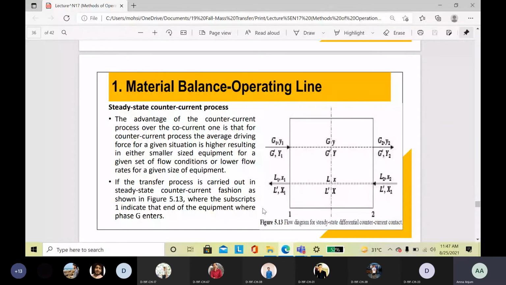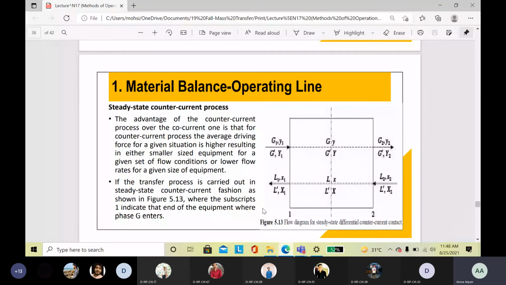यहाँ पर काउंटर करंट में जो ड्राइविंग फोर्स है, average driving force for the mass transfer is higher, so यहाँ पर जो मास ट्रांसफर रेट है वो भी हायर होता है, जबकि को करंट में यहाँ पर जो ड्राइविंग फोर्स है, average driving force वहाँ पर लोअर होती है, तो हमारे पास मास ट्रांसफर रेट भी लोअर होता है.